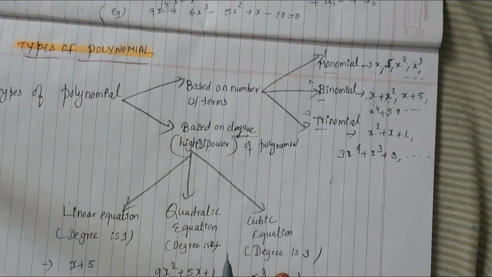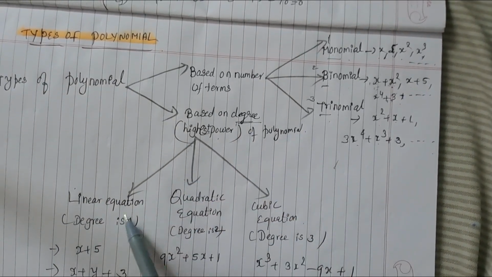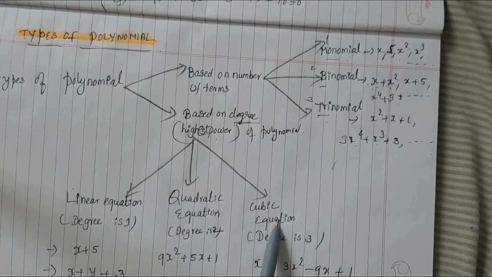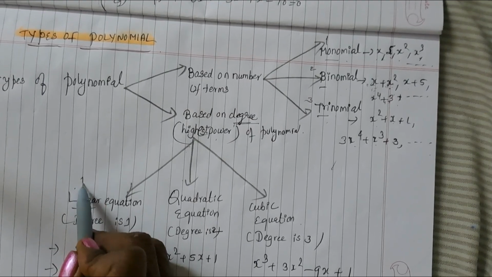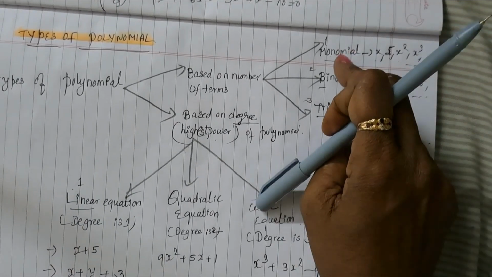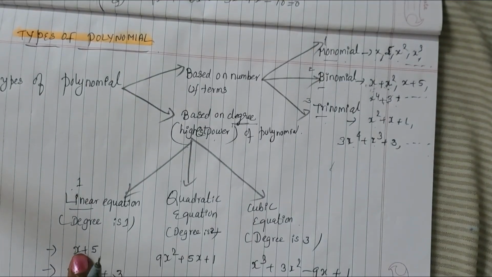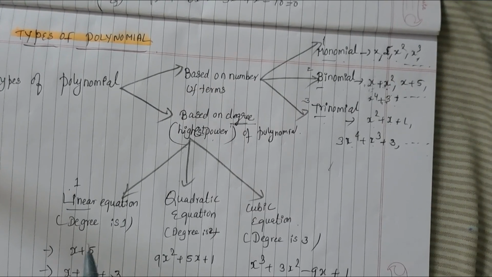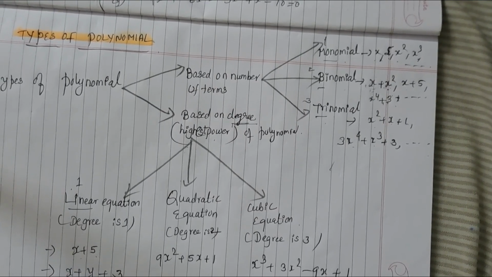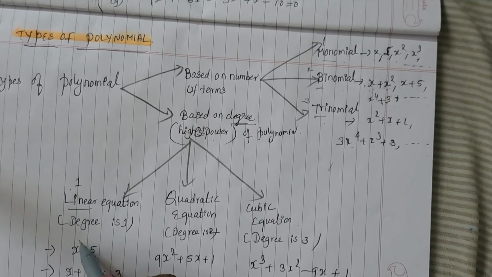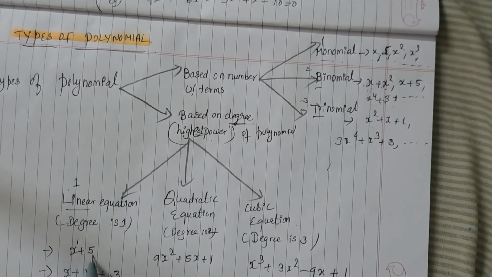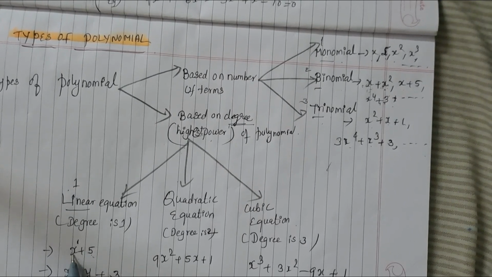Based on the degree of the polynomial, we can split this into three types: linear, quadratic and cubic. Linear means nothing but 1. Here, only one term means monomial, but if the power, that means the degree of the equation, is 1, we can say it is a linear equation. Example, x plus 5. That x doesn't show a power, but actually the power is 1. So x plus 5, the degree is 1, so this is a linear equation in one variable because x alone is there.